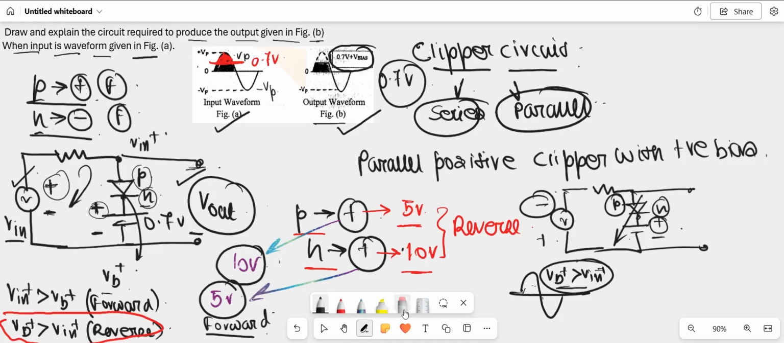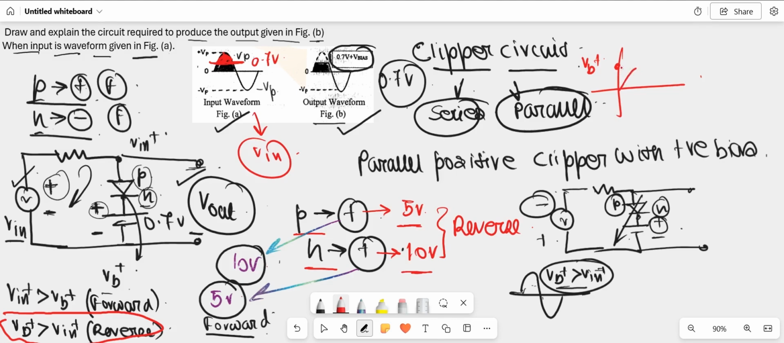So what happens is that for the input voltage, I am assuming for VB positive greater than V in positive, the diode will be reverse biased. So I am assuming VB positive is this particular point. So up to the point VB positive is greater than V in positive, the diode will be reverse biased. So this is the input voltage which is given in the diagram. This is V in. So the V in goes like this. This is the input voltage that I am drawing.